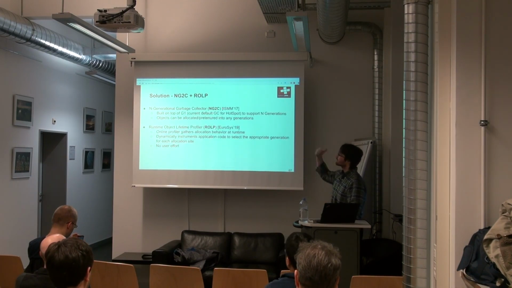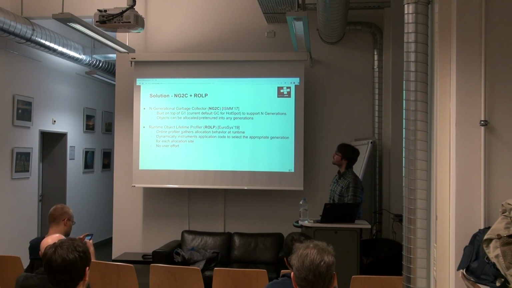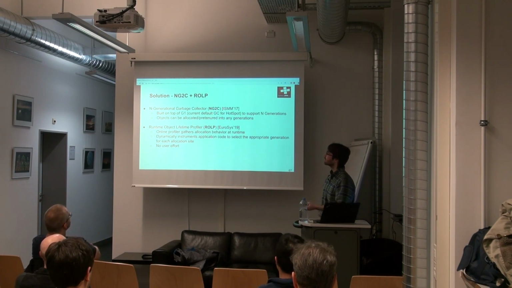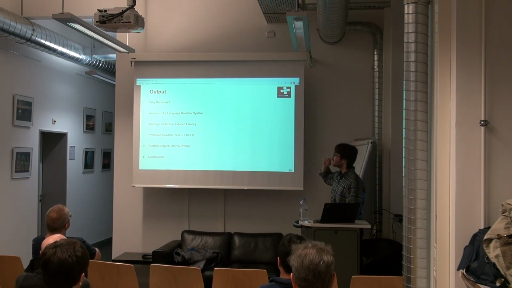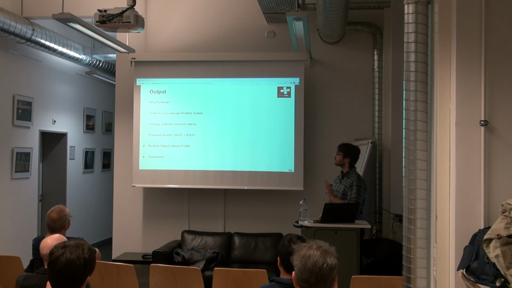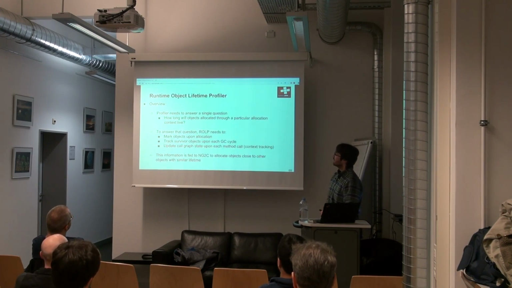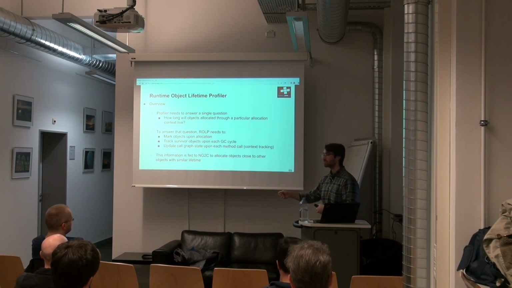So NG2C stands for N-generational garbage collector. It's built on top of G1. And the Runtime Object Lifetime Profiler is basically the profiler that will produce this information over time. For the rest of this talk, I will describe a little bit the profiler. I'm not going to talk about NG2C. It was proposed a couple of years ago, and I don't have time to talk about both at the same time. Okay, so the Runtime Object Lifetime Profiler basically needs to answer one very simple question, which is how long are these objects going to live upon allocation?